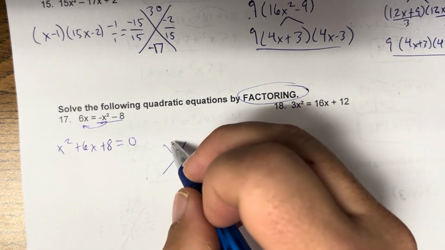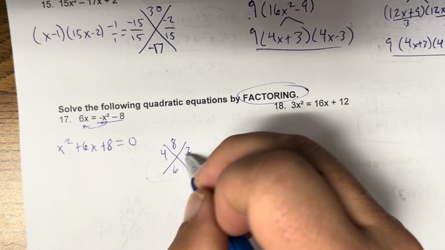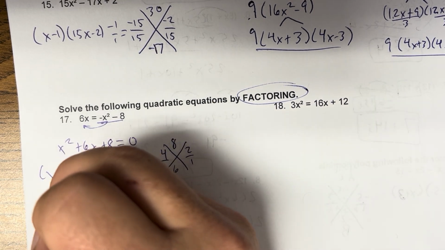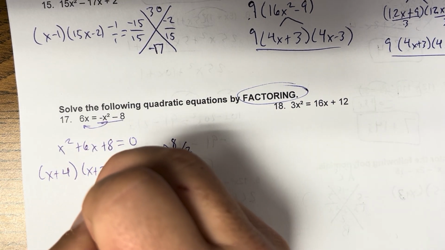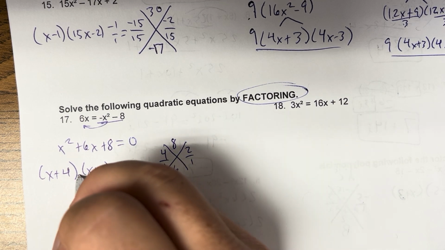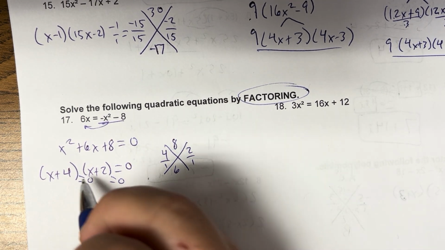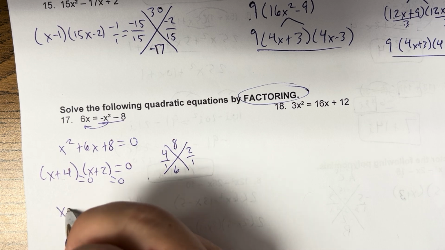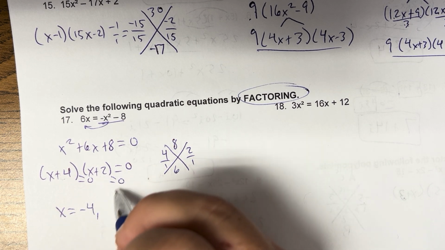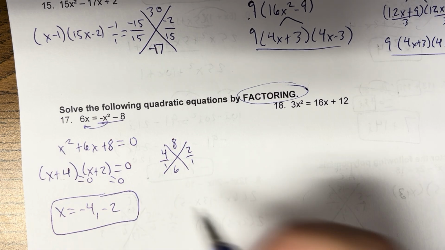And so what multiplies to 8 and adds to 6 is going to be 4 and 2. And so x plus 4, x plus 2. So if I set each piece equal to 0, to get this one by itself, I would subtract 4 over, so x equals negative 4. Subtract 2 over, x equals negative 2. Those are my two answers.